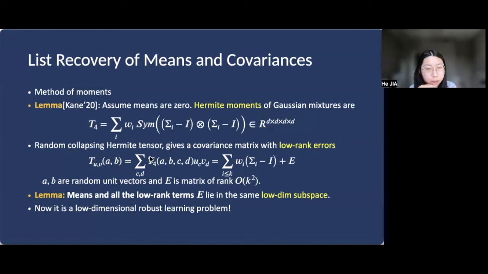But the next question is, what happens if the means are not zero? The good thing is we have at most K different means. So all K means lie in a K-dimensional subspace. And this lemma says that our means and the low rank terms E lie in the same low dimensional subspace. We can find this subspace by computing the eigenvalues or singular values of the Hermite tensors. Now we have the subspace and we have the almost correct covariances. So we reduce our problem to a low dimensional robust learning problem. This problem is easier because we don't need to worry about the error depending on the number of dimensions. So in this case, a modified version of a non-robust learning algorithm works.